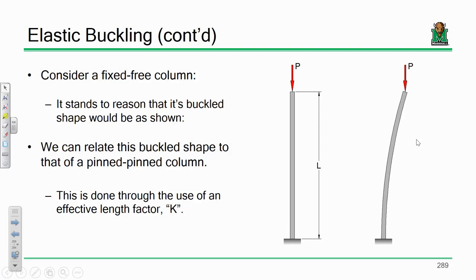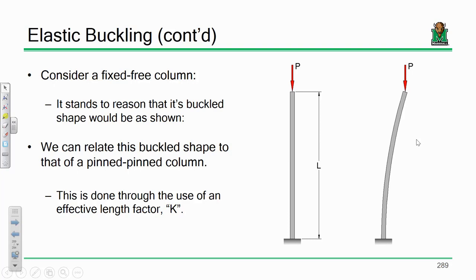Maybe there's a way I can adjust some of the parameters in that formula to make it work, to force it to work. Can I do that? The answer is yes, you can. And you do that through the use of an effective length factor. We call that effective length factor K for columns. So let me explain how K works.